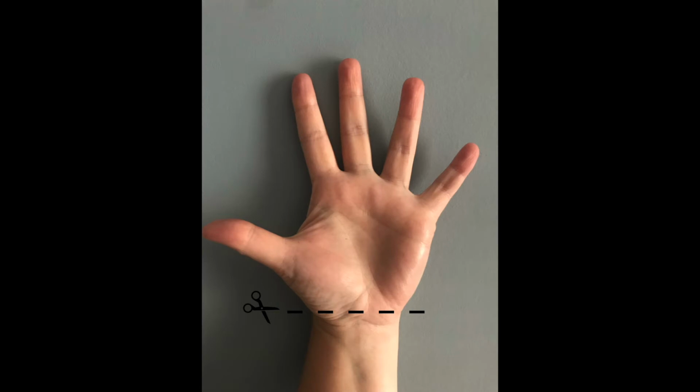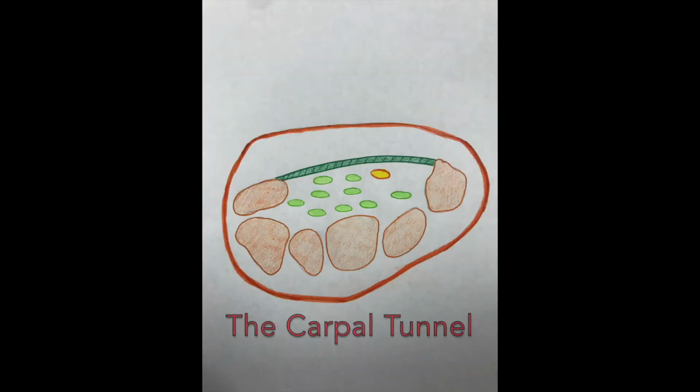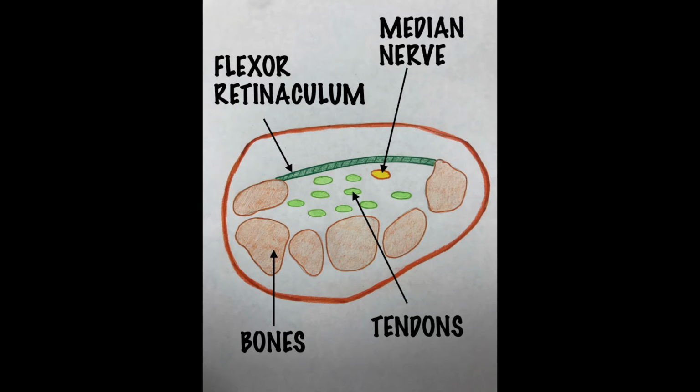Okay, so let's recap. If we take a cross-section of the wrist, we will end up with this, the carpal tunnel. The carpal tunnel is made up of bones, the flexor retinaculum, 9 different tendons, and the median nerve, which is what can get crushed.